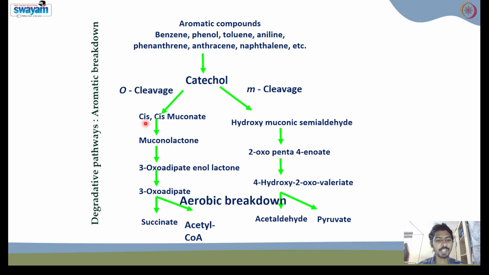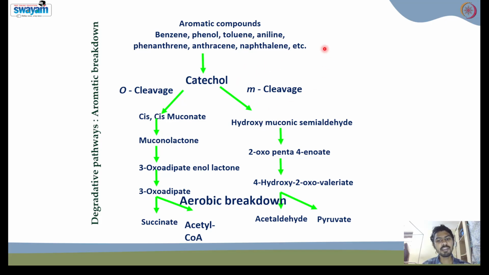First, it will be converted into cis-muconate, followed by muconolactone, which will again be converted into 3-oxoadipate enol-lactone, and then 3-oxoadipate. Then through aerobic breakdown, it will be converted into succinate and acetyl CoA. And we all know that this intermediary product will enter into the TCA cycle in order to produce ATP and biosynthesis of cells. So this is how the complex aromatic compound is converted into simple precursors.